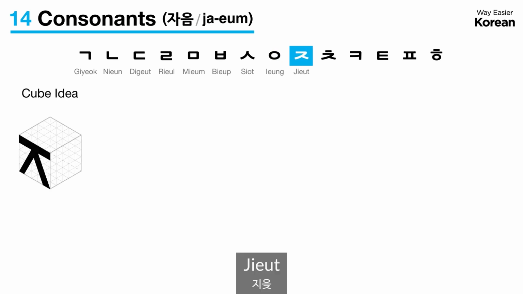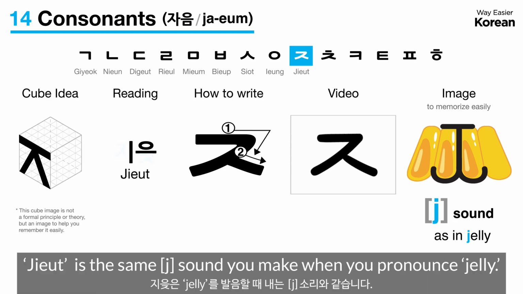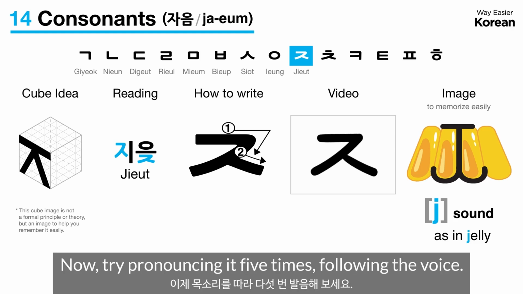지읒. The name of this consonant is 지읒. 지읒 is the same j sound you make when you pronounce jelly. Now, try pronouncing it 5 times, following the voice.